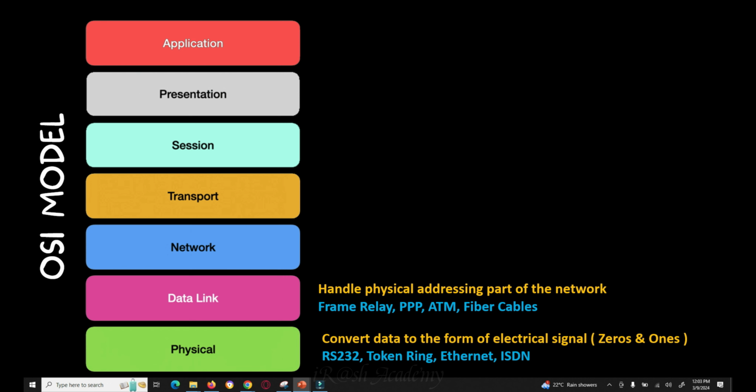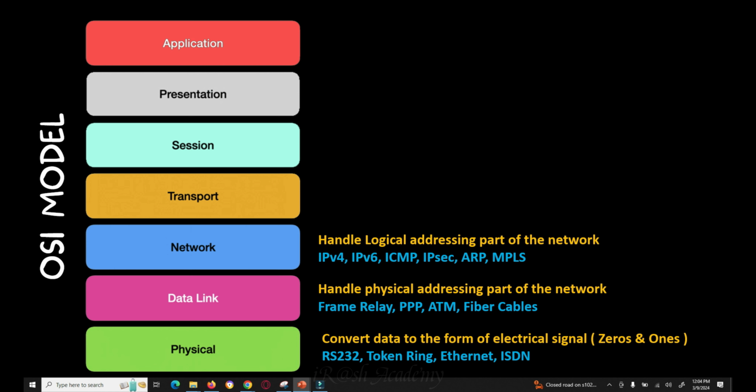Now when we go to layer 3, which is the network layer, its function is to handle the logical addressing part of the network. This layer decides the source and destination IP address of the communication. The IP addressing part comes under this network layer of the OSI model. Protocols like IPv4, IPv6, ICMP, IPsec, ARP, MPLS come as part of the network layer of the OSI model.